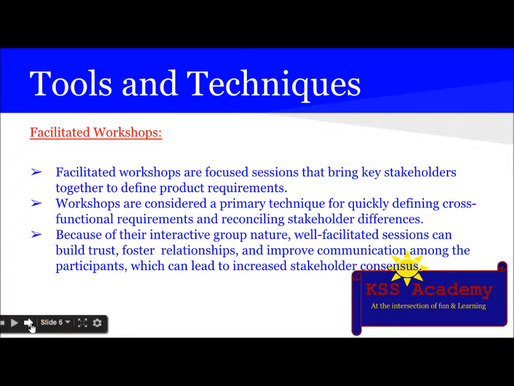Other thing is facilitated workshops. Facilitated workshops are focused sessions that bring key stakeholders together to define product requirements. Workshops are considered a primary technique for quickly defining cross-functional requirements and reconciling stakeholder differences. Because of their interactive group nature, well-facilitated sessions can build trust, foster relationships, and improve communication among the participants, which can lead to increased stakeholder consensus.